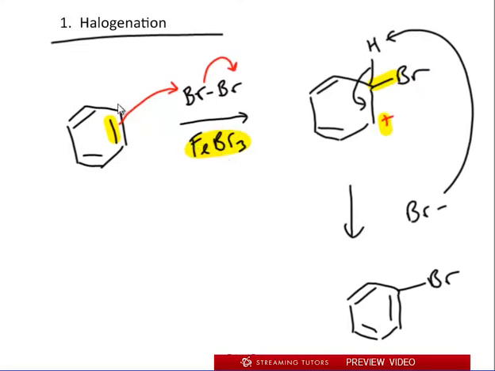Now it turns out that if this benzene was more reactive, and you'll learn about how that's possible a few videos from now, then maybe you wouldn't need FeBr3. But if it's just benzene or something similar, like an alkyl benzene, then you definitely need FeBr3. So FeBr3 is simply a Lewis acid, and it helps drive the reaction.